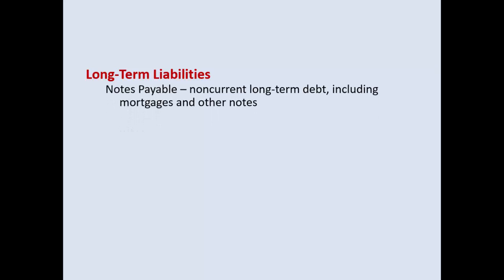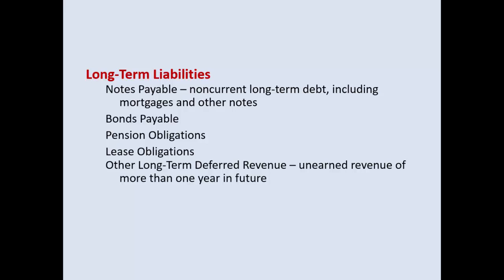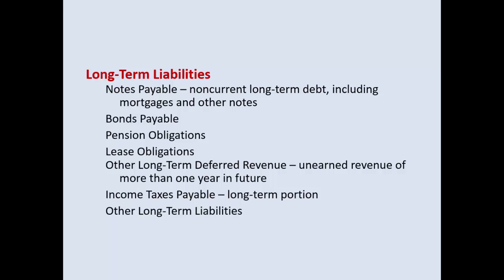Long-term liabilities. Pensions are looked at in the second semester, as are leases, for the second semester of intermediate accounting. Other long-term deferred revenue goes into long-term liabilities. Income taxes can be current or long-term. If you have a payment plan set up with the IRS for back taxes, if it's not due for a number of years, you have to classify just the current portion and the long-term portion.